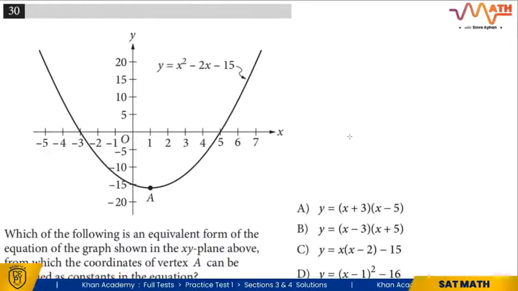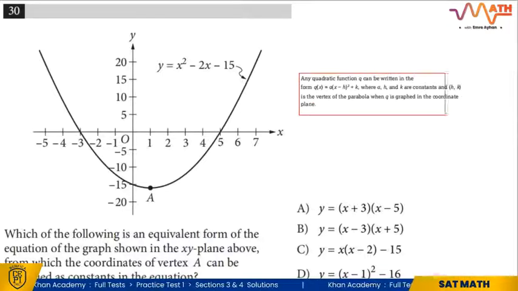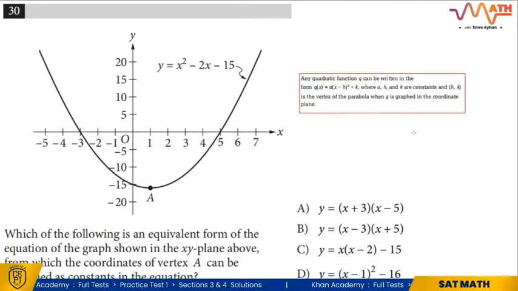So I want to share with you this information: any quadratic function can be written in the form q of x equals a times (x minus h) squared plus k, where a, h, and k are constants, and (h, k) is the vertex of the parabola when q is graphed in the coordinate plane. We can find this form by completing the square of the given quadratic function.